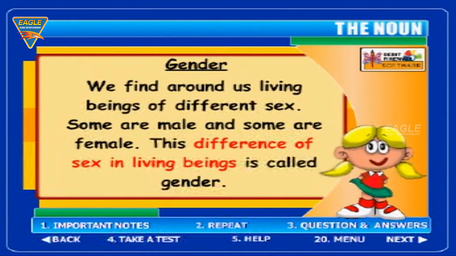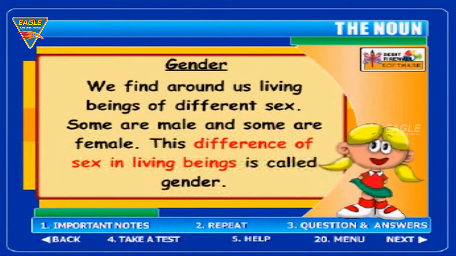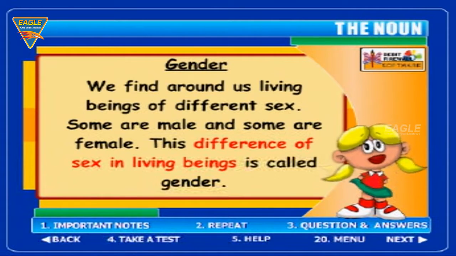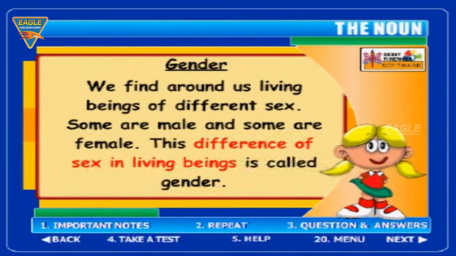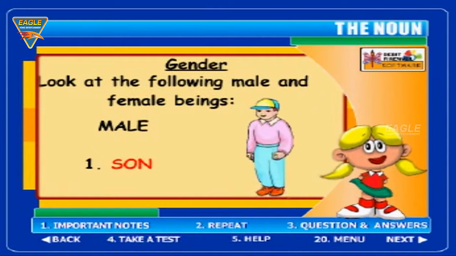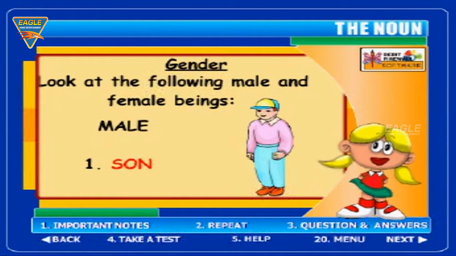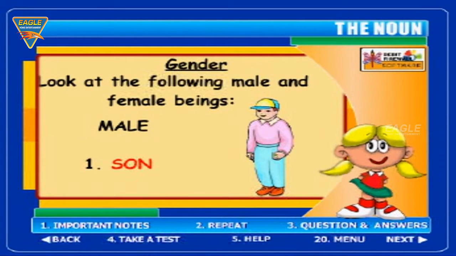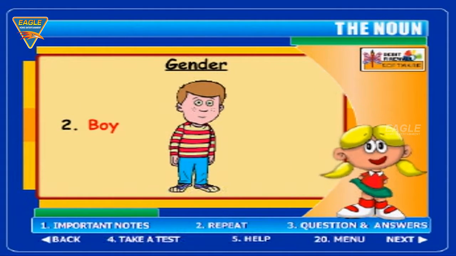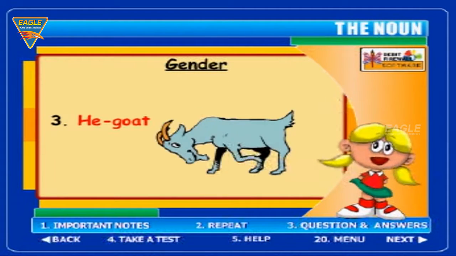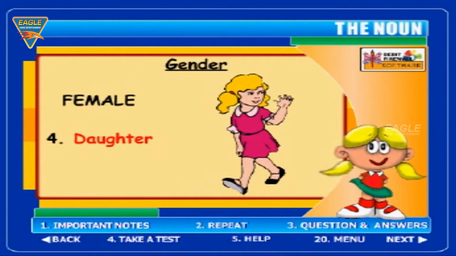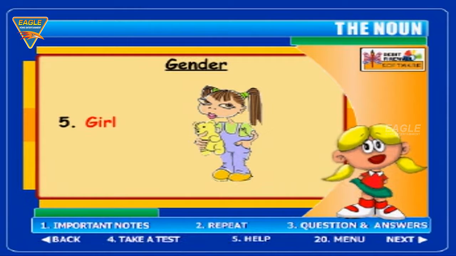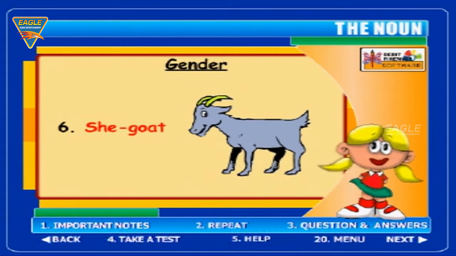The noun gender. We find around us living beings of different sex. Some are male and some are female. This difference of sex in living beings is called gender. Look at the following male and female beings. Male, like sun, boy, he-goat. Female, like daughter, girl, and she-goat.